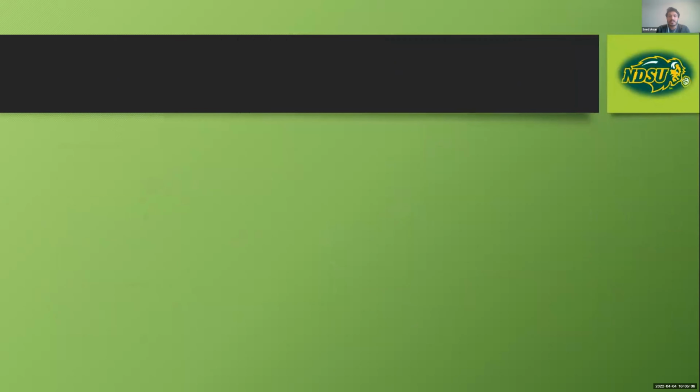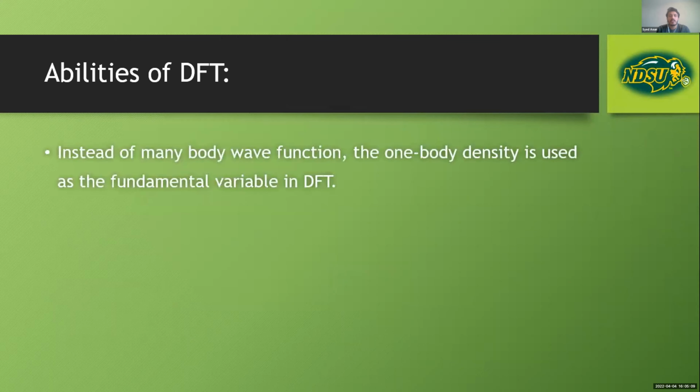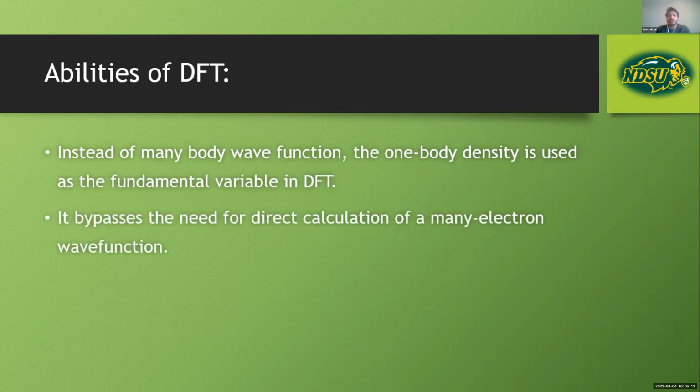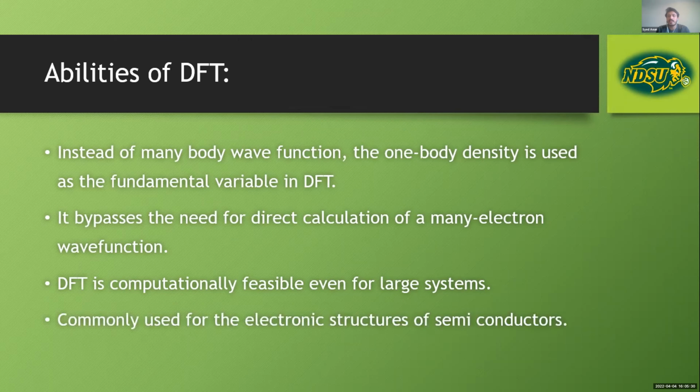Then come the abilities of DFT. Instead of many-body wave functions, we can consider the one-body density. It can bypass the direct calculation of many-electron wave functions, and it can also be used for large systems. Nowadays, this theory is commonly used to find the electronic structure of semiconductors.